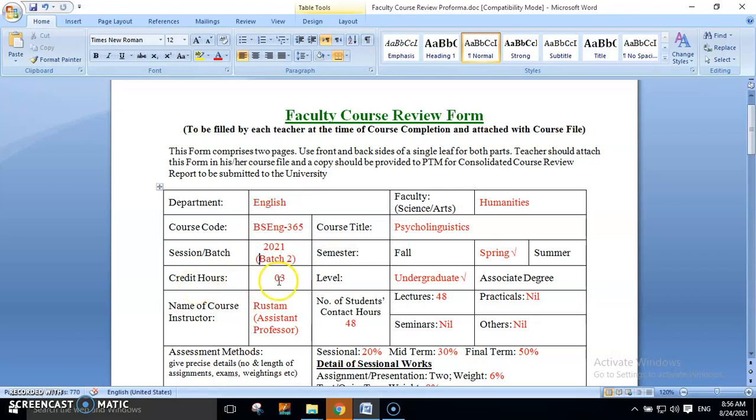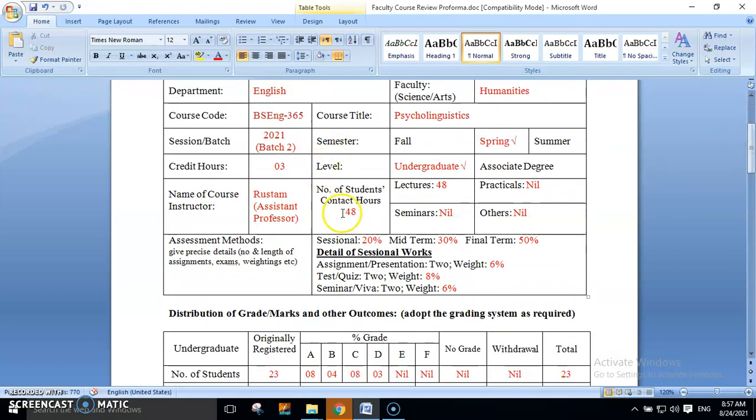And credit hours, that is 3. Level of the course, that is undergraduate. This course is being taught to undergraduate students. It is not part of the associate degree, so only undergraduate. I have just checked it. Spring 2021. Okay, and then name of the teacher, number of contact hours 48.